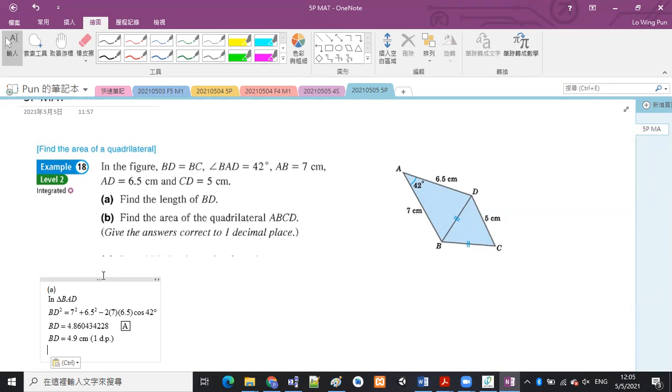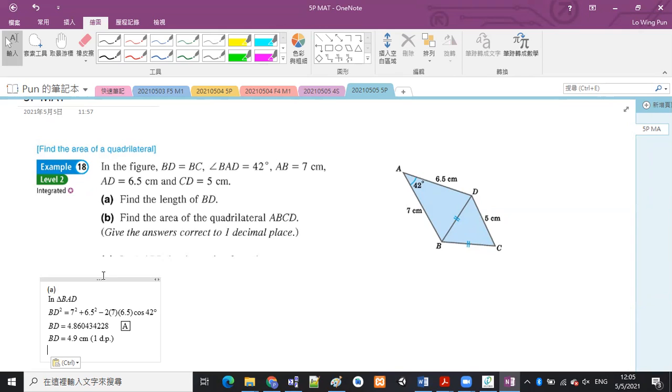Do you remember how to store the answer to memory A? We have 7 different memories. It's answer, shift, recall, negative. Later, if we need to use this number, I will use memory A, so there is no need to type it again. And then part B. Find the area of the quadrilateral ABCD.